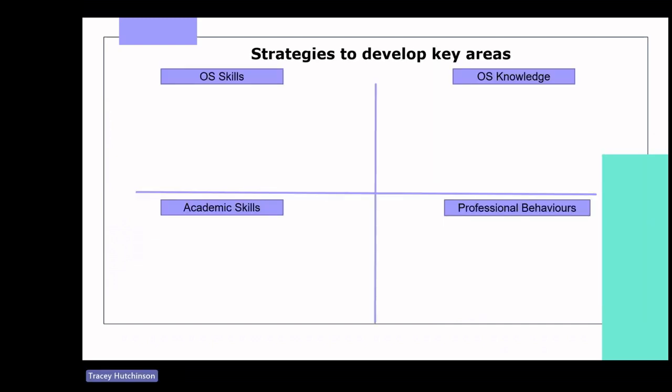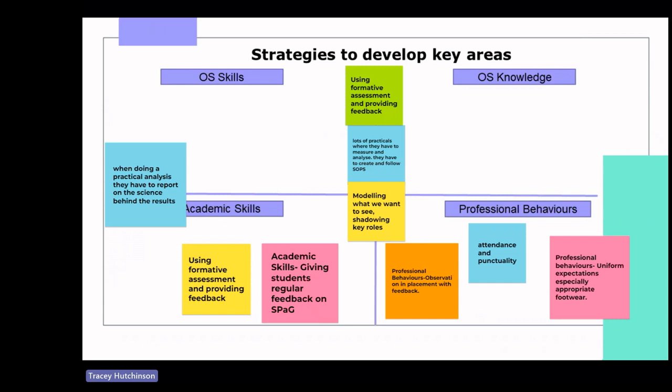So next we're going to ask you, what strategies do you think that you would use to support development in these key areas that we've just highlighted? Have a little moment to think before we review what some of your peers' ideas were. So here are some of your peers' ideas.